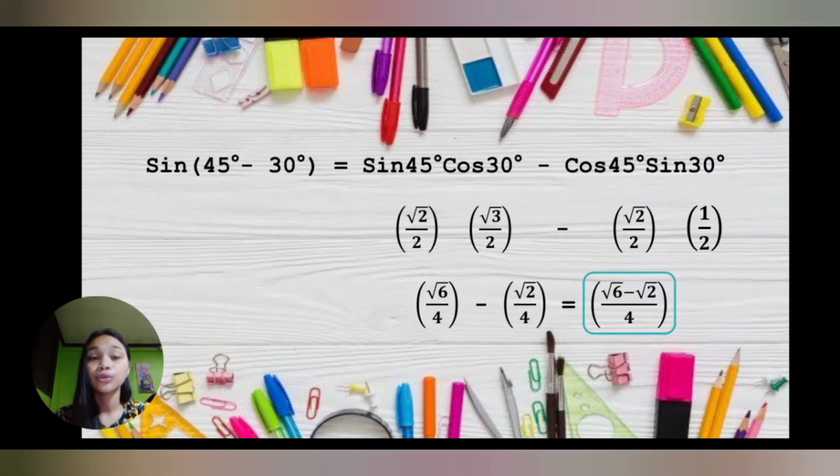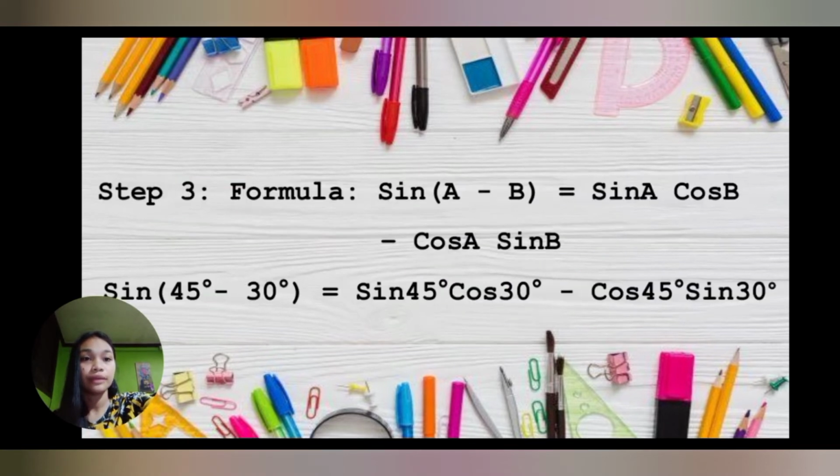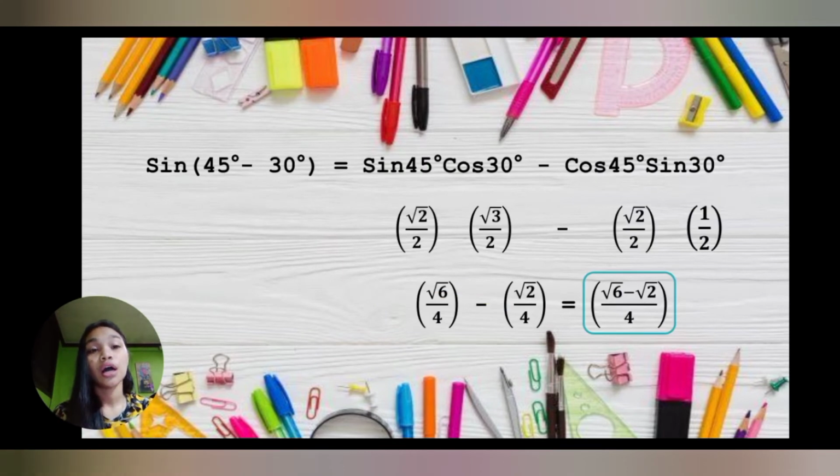Okay, this one. All we need to do is to go to the unit circle, then find the value of our sine 45 degrees, which is square root of 2 over 2, and cos 30 degrees, which is square root of 3 over 2, minus, which is our sign, and cos 45 degrees, the value in the unit circle is square root of 2 over 2, and sine 30 degrees, which is 1/2. So multiply straight across: square root of 2 times square root of 3 is equal to square root of 6, and 2 times 2 is equal to 4, and square root of 2 times 1 is square root of 2, and 2 times 2 is equal to 4.